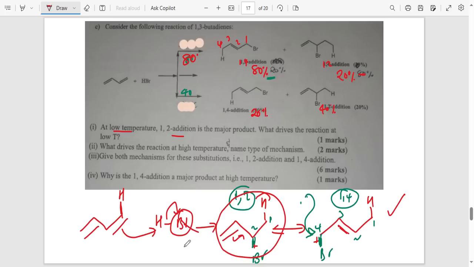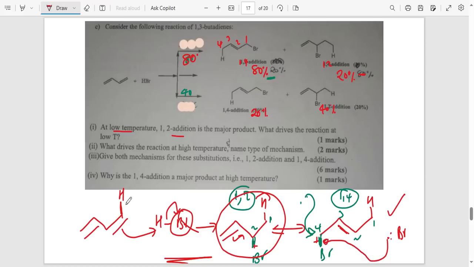So the mechanism is what I've written down here, the 1,2 and the 1,4. That's the mechanism. It's just that I attached the Br directly, but when we form those positive charges, the Br was supposed to act as the nucleophile, and then it came and attacked. That's how it attached there.